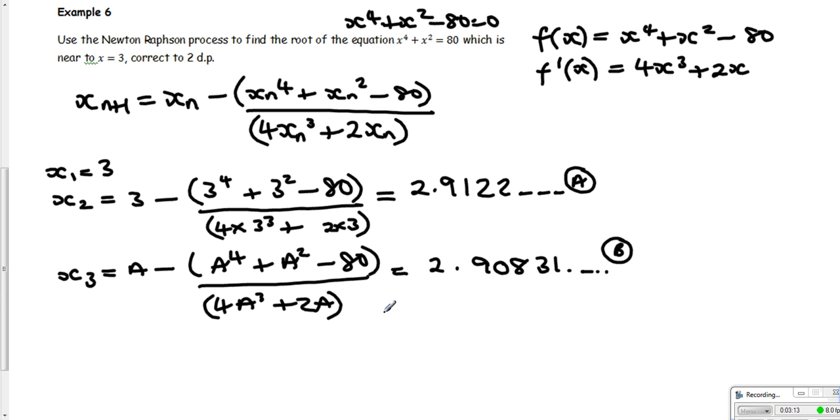So in an exam, they normally ask you just to do 2 iterations. So we've done that now. And so to 2 decimal places, you'll see we've got 2.91 here. It's still 2.91. So the root is 2.91 to 2 decimal places.